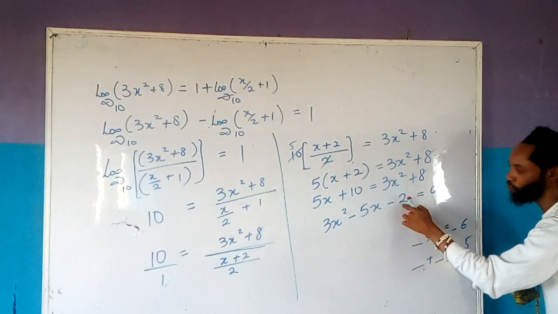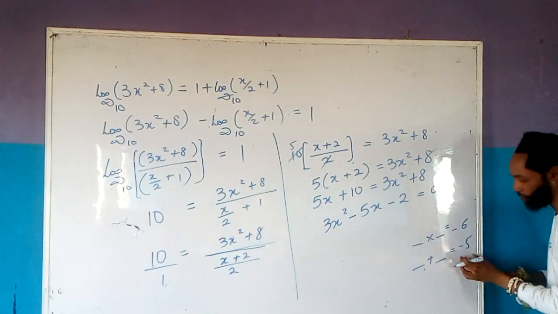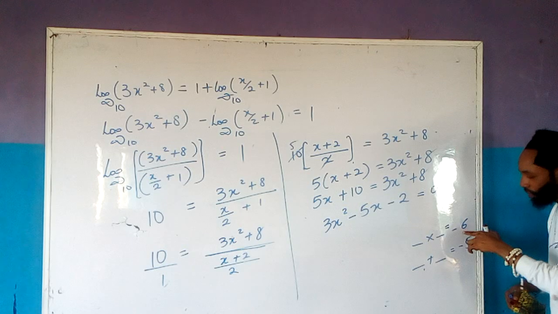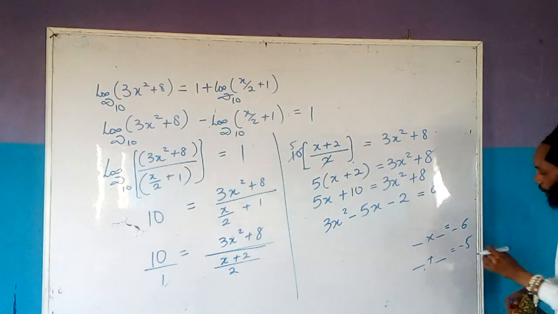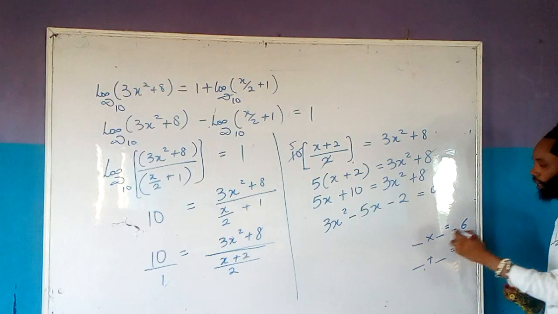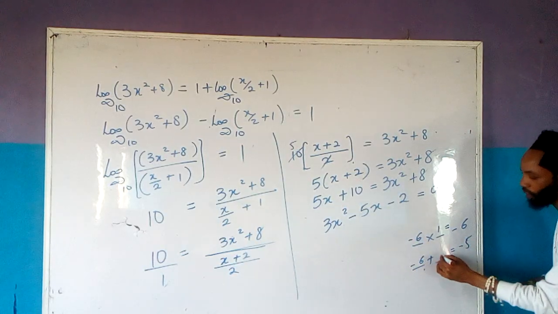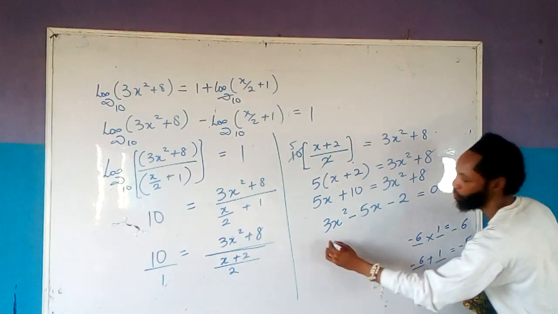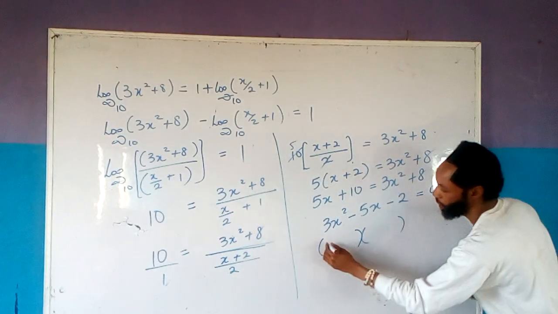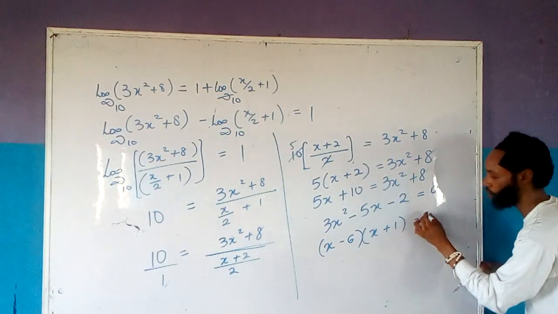3 times negative 2 is negative 6. The sum is negative 5. So what are those two numbers? If we multiply, we get negative 6, and if we add them, we get negative 5. It has to be what? Negative 6 and 1. Negative 6 times 1 is negative 6. Negative 6 plus 1 is negative 5. So the numbers should be x negative 6, x plus 1 equals 0.